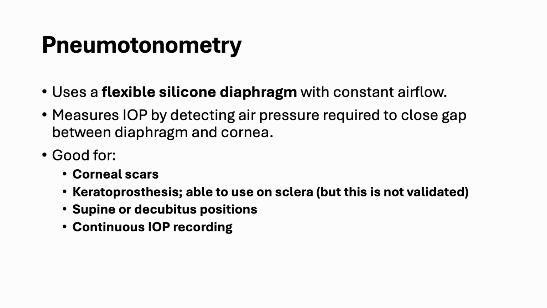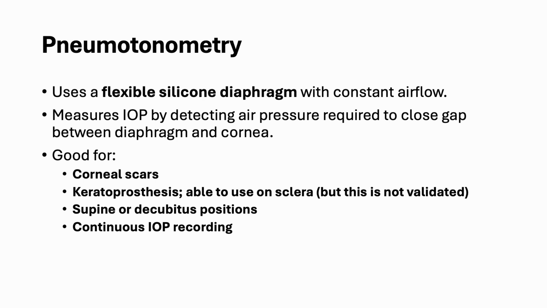Following our discussion on McKay-Marg and portable options like the TonoPen, let's now move on to another method, pneumotonometry. This technique uses a flexible silicone diaphragm with a constant airflow. It measures intraocular pressure by detecting how much air pressure is needed to close the gap between the diaphragm and the cornea.